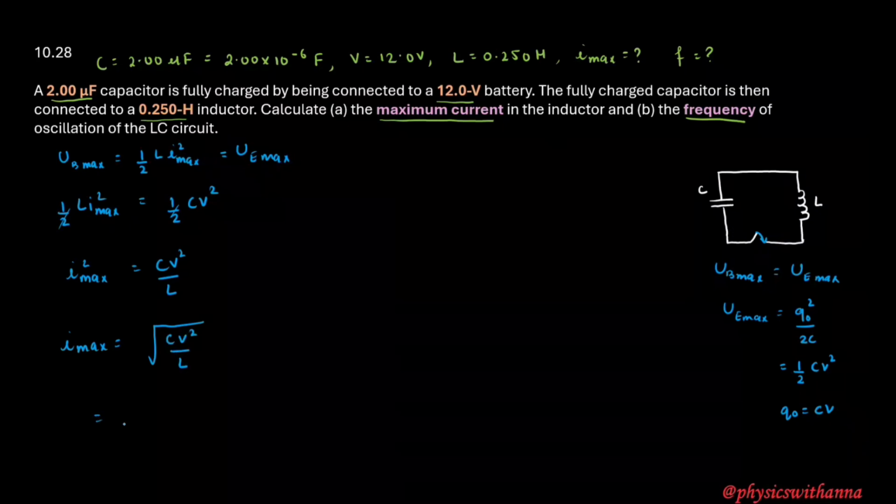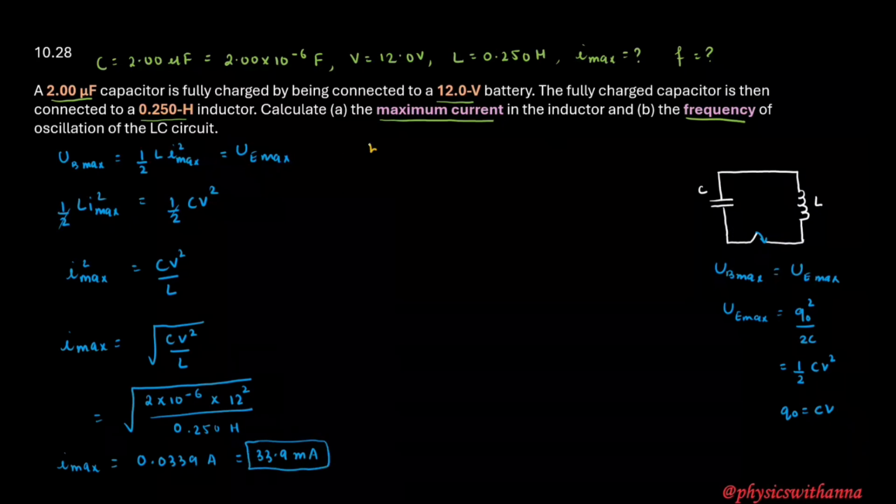Now we substitute. Square root of capacitance 2 microfarad, potential difference 12 volts, so 12 squared, over L, which is 0.250 Henry. That gives you the maximum current to be equal to 0.0339 ampere, or you can also write this as 33.9 milliampere.